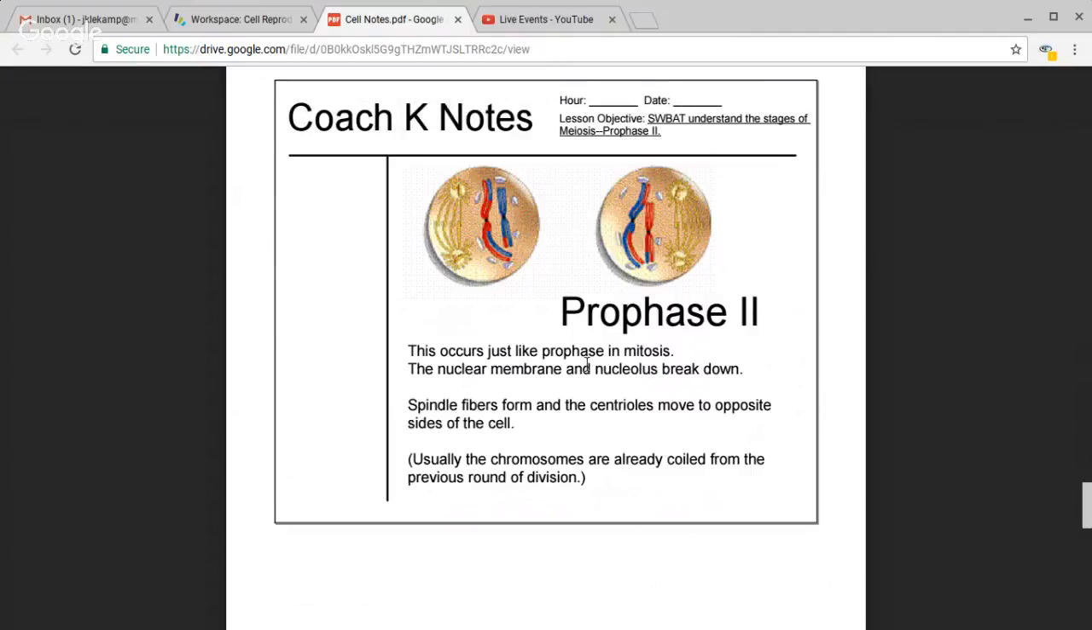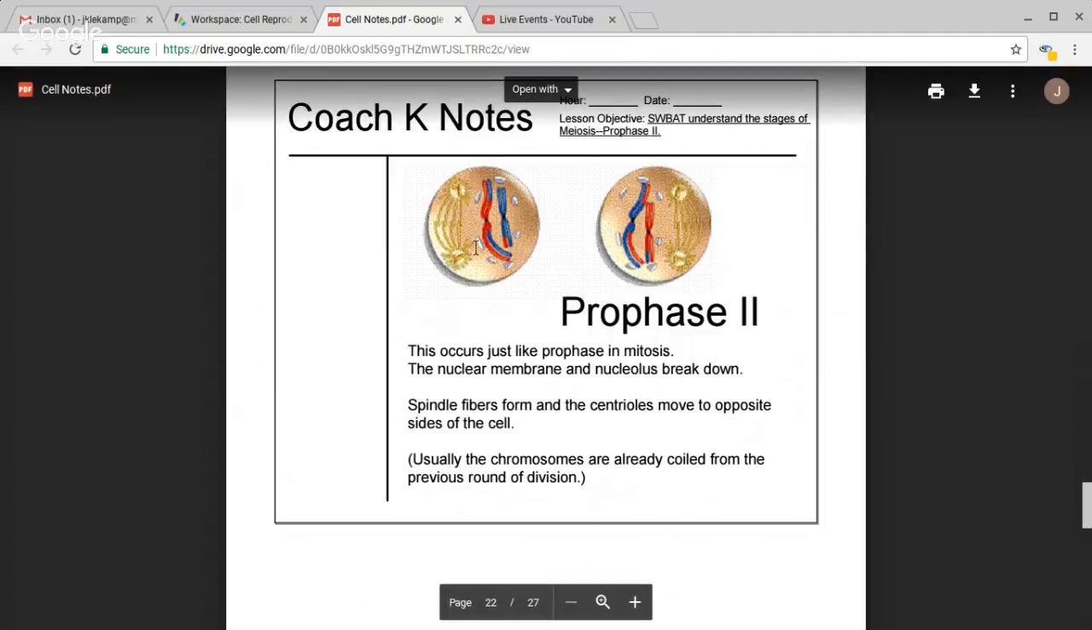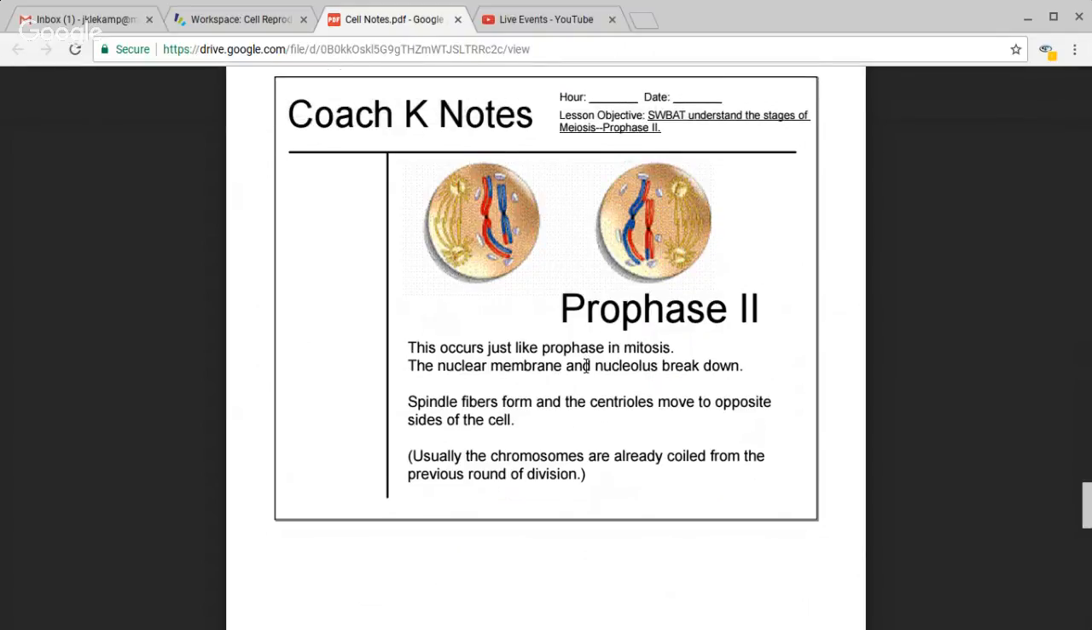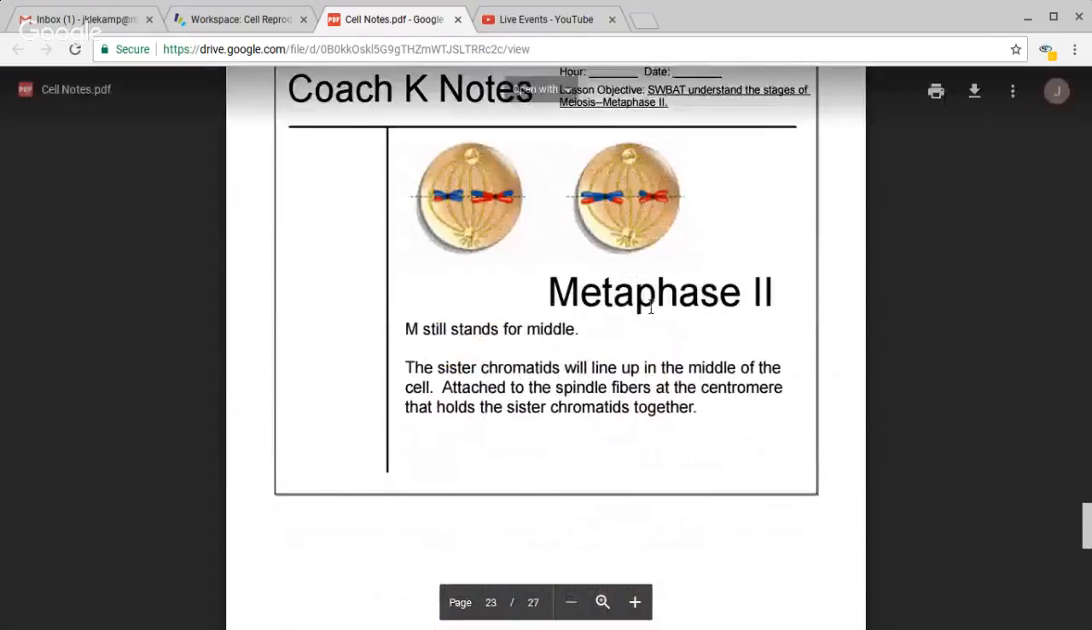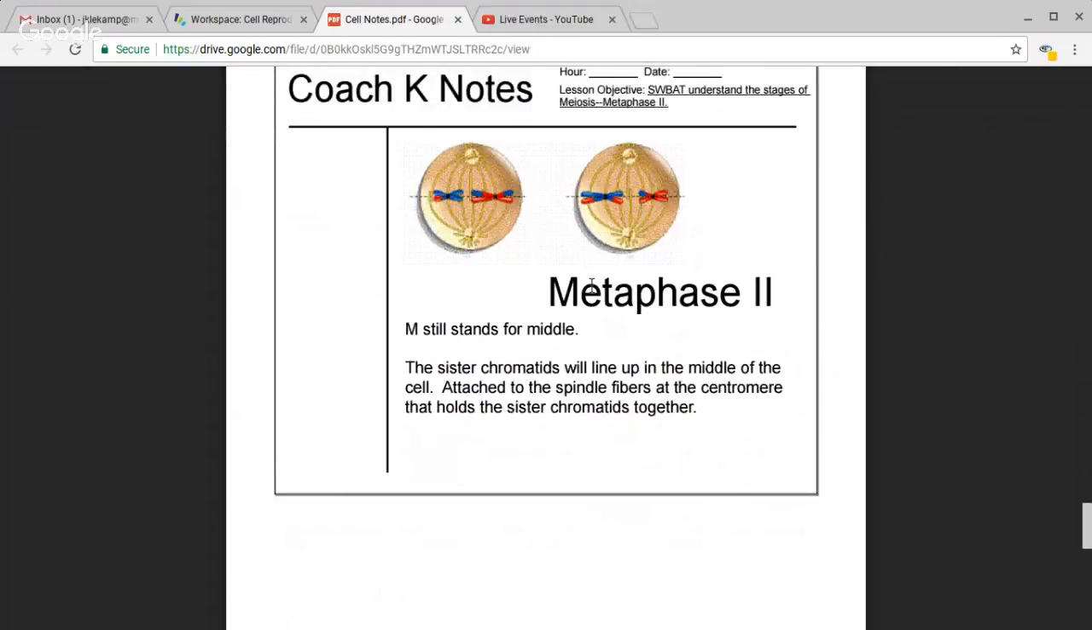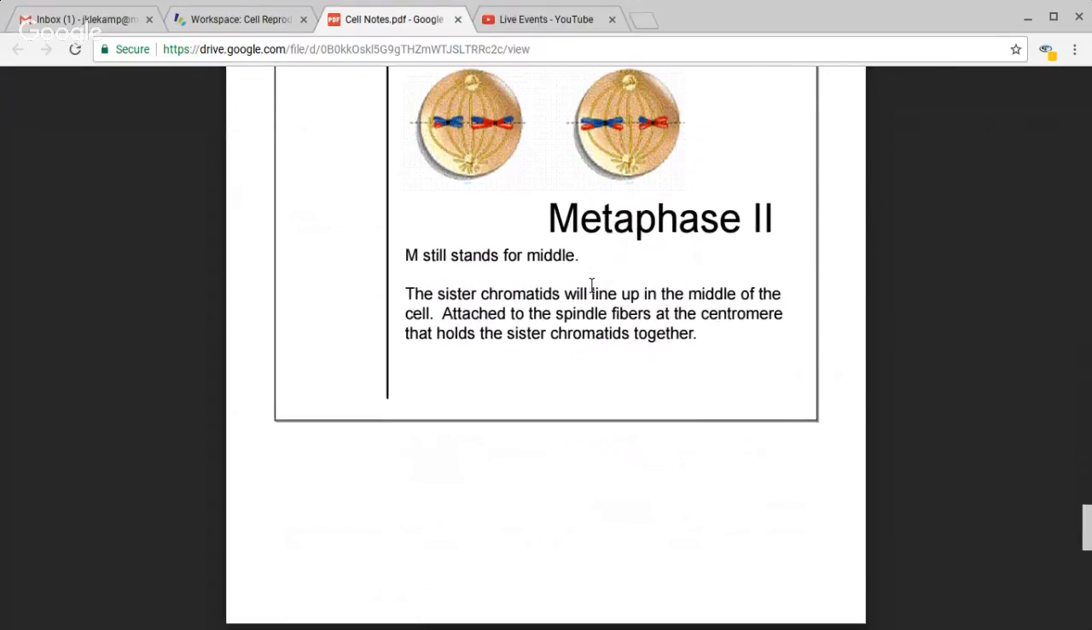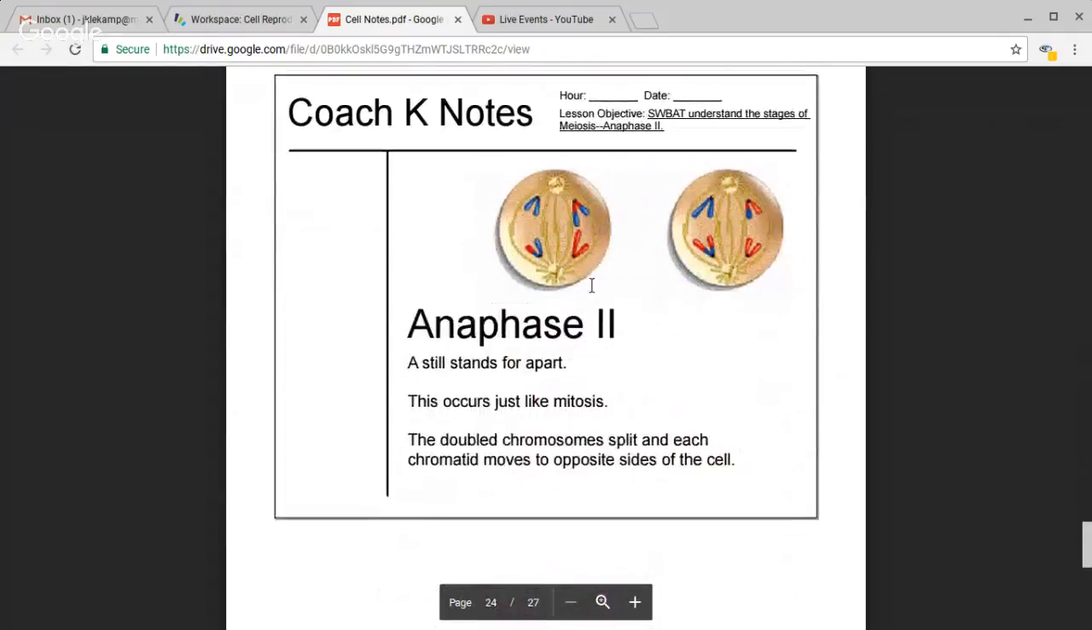Occurs just like prophase in mitosis. So prophase 2 through telophase 2 is almost identical to mitosis. Your sister chromatids are going to start to coil up, condense, and they're going to attach to the spindle fibers that, again, the centrosomes have moved to opposite ends. The spindle fibers are forming in between them. We're going to get our sister chromatids to attach there. In metaphase 2, again, they're going to line up right in the middle, attached by the centromeres. It's going to hold the sister chromatids together during anaphase 2.